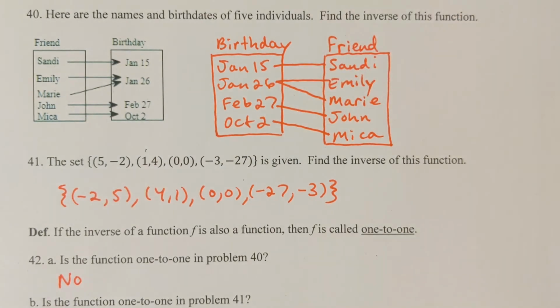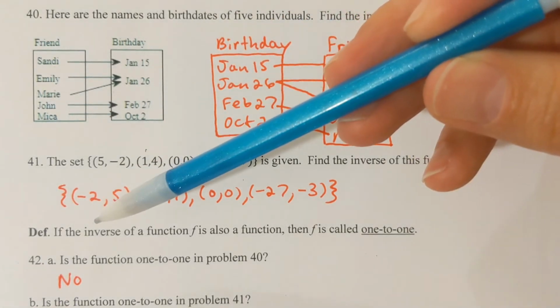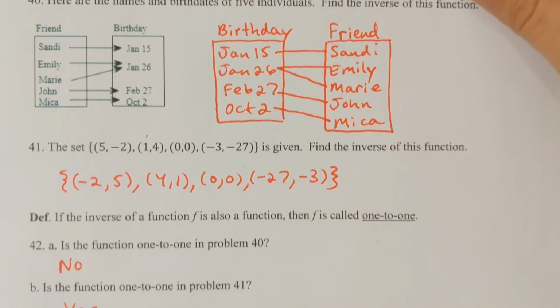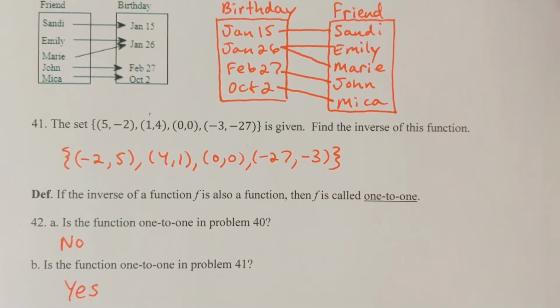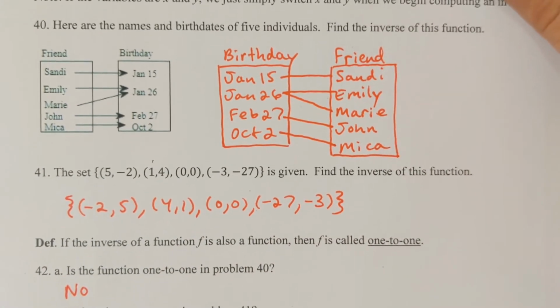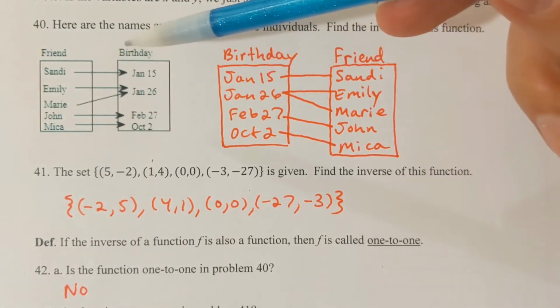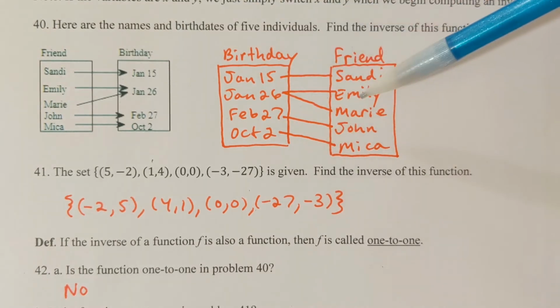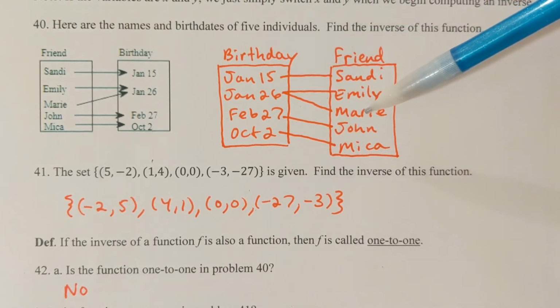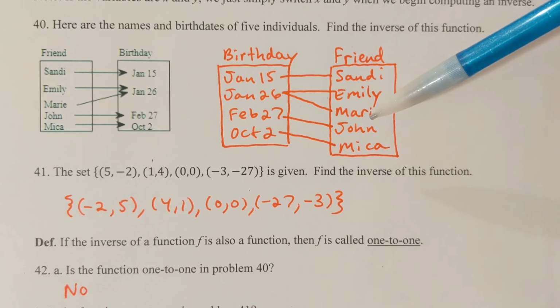Here's a definition next. If the inverse of a function f is also a function, then f is called 1-to-1. Let's take a look at problem 42. Part A, is the function 1-to-1 in problem 40? Here's problem 40. We did have a function, right? And here's the inverse. The inverse is not a function, right?